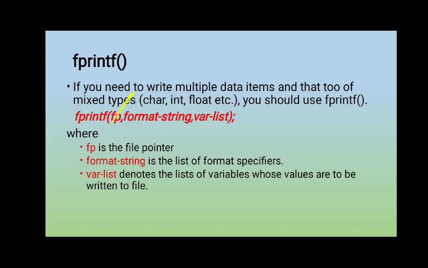So using the file pointer, you specify the format string and then the variables, that is the variables which you are going to write. The variable list is the data you are going to write. And the format string is the corresponding format string of each variable. If it is an integer, %d; character, %c; float, %f, etc. is specified in the format string.